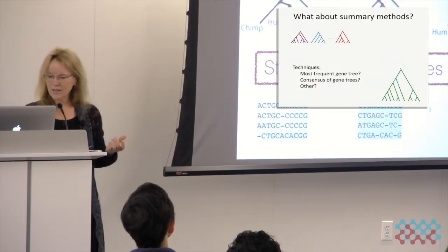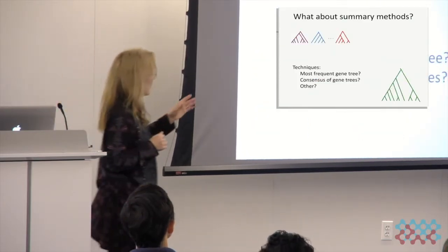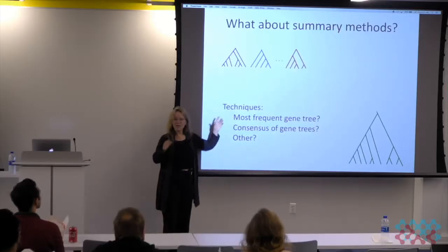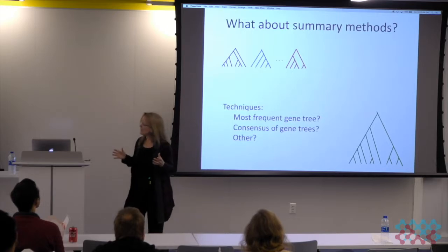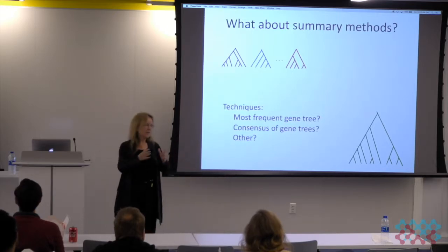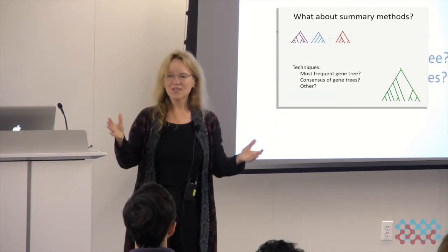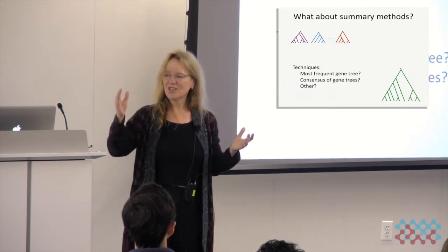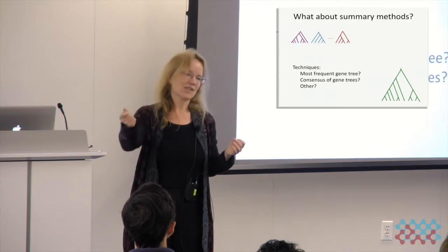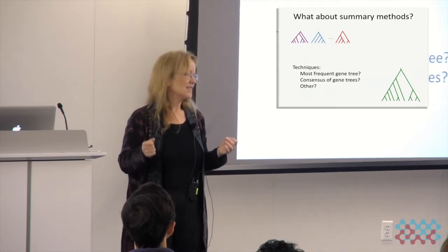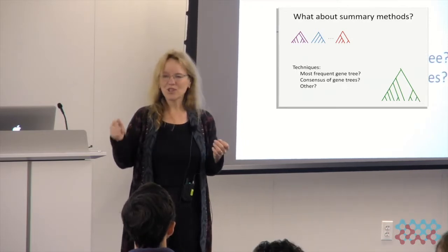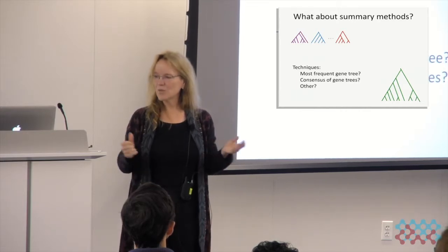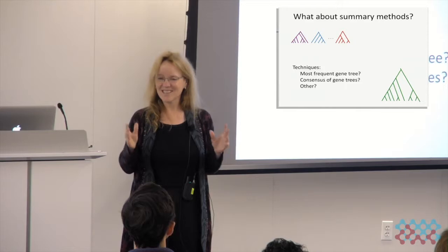OK, so what's the math? I'm going to discuss this technique, most frequent gene tree. You have a species tree. It has only 10 species in it. You have, let's say, 1,000 different gene trees. They're not all the same. And then you can just say, which one of the gene trees appears the most often? That's your estimate. Now, is that a good idea? Is the most frequent gene tree a statistically consistent estimate of the species tree? If it were, we'd be done. So the answer is it's not a good idea.